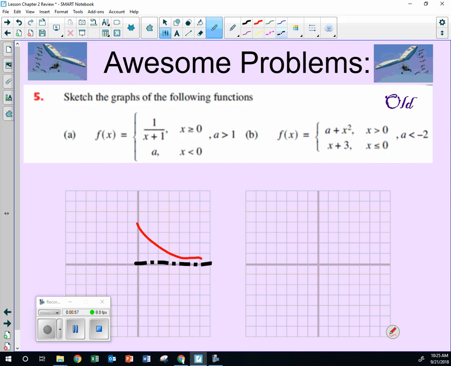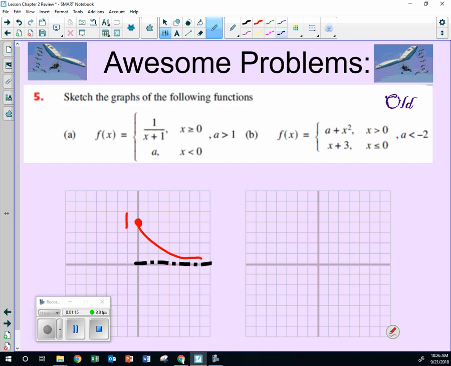So what is 1 over 0 plus 1? 1 over 0 plus 1. What is that? 1. Yep. So I got that part graphed. You good with that? I see squints.